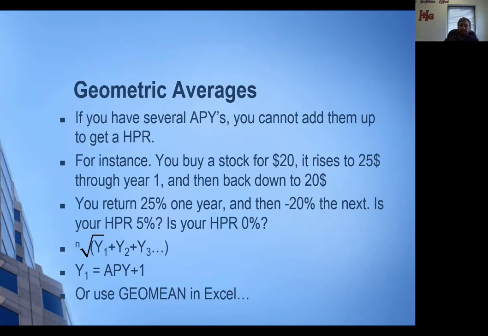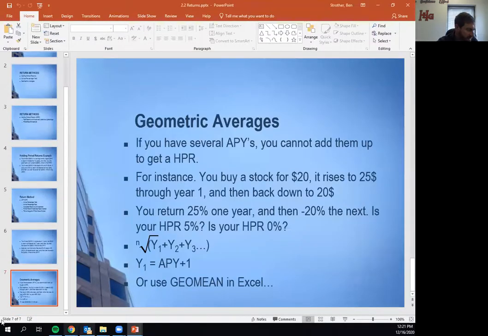You returned 25% one year, negative 20 the next year. So if you just add those together, you would think that your holding period return is 5%, but we're smarter than that. We know we bought it for 20 and we sold it for 20. So our holding period return should be 0%. All right. And so there's this calculation, if you want to get into the algebraic system where you take basically the square root there, or we can use geomean, which is a function in Excel.